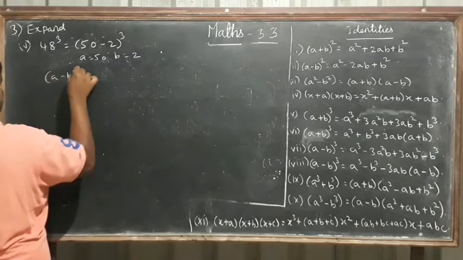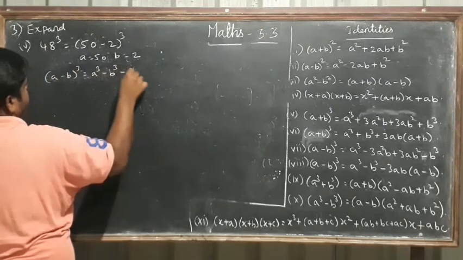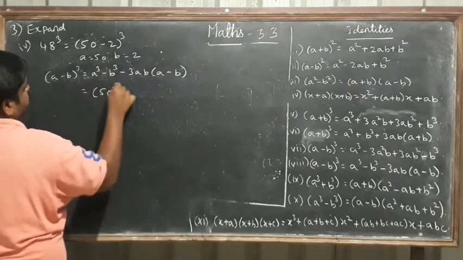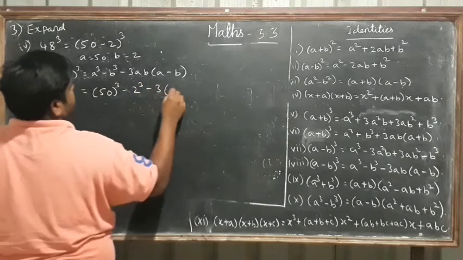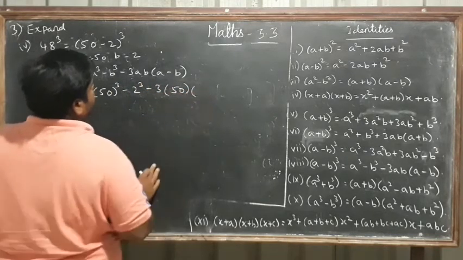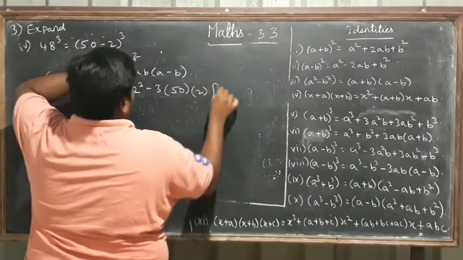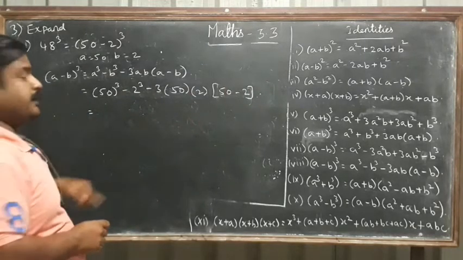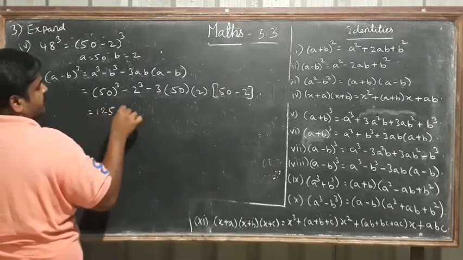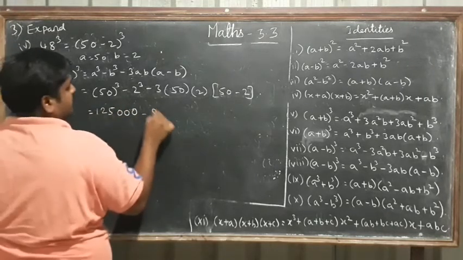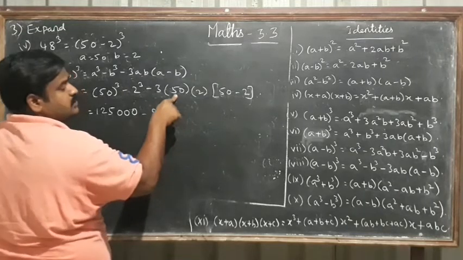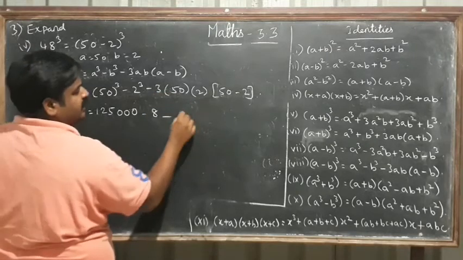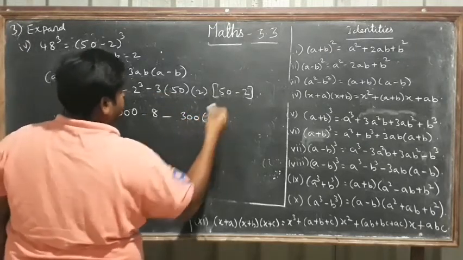And (a minus b) the whole cube equals a cube minus b cube minus 3ab into (a minus b), which is equal to 50 cube minus 2 cube minus 3 into 50 into 2 into (50 minus 2). 50 cube is what? 50 into 50 into 50. 5 fives are 25, 25 fives are 125. 3 zeros must come. 1,25,000 minus 8 minus 3 into 2 is... 3 into 50 is what? 150. 150 into 2 is what? 300. 300 into 48.